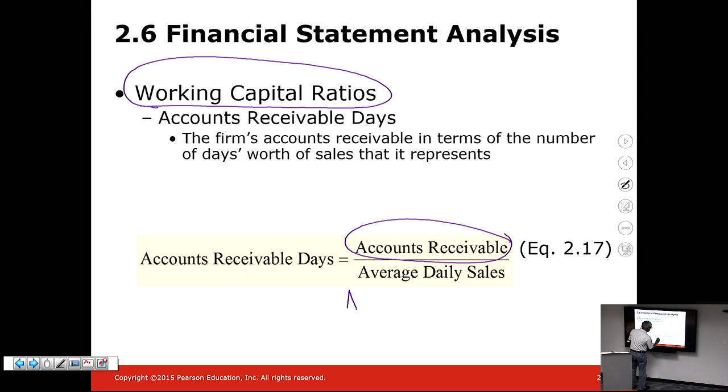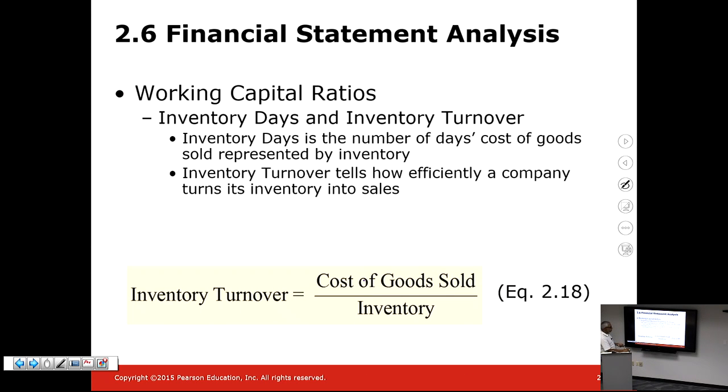So to calculate this, we take accounts receivable and we divide that by sales divided by 365. Because this is average daily sales. Average daily sales is total sales divided by 365. Inventory turnover. How long does it take us to turn over our inventory? In other words, convert inventory into sales, into sold goods. So we take the cost of goods sold, divide that into inventory. So it is essentially telling us how efficiently the company is turning over its inventory into sales, into revenue, into cash.